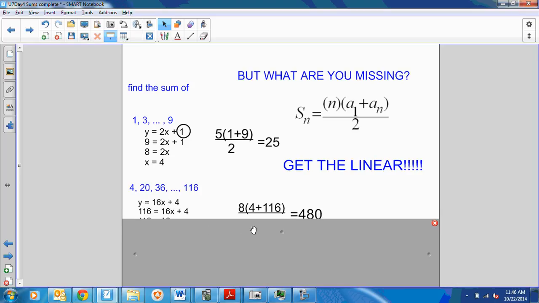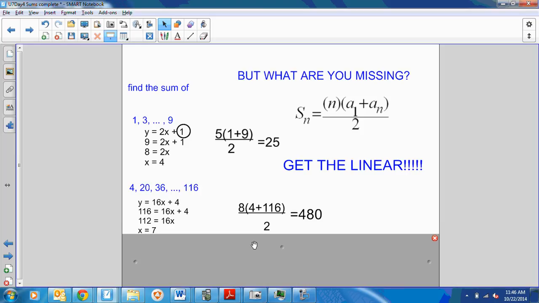116 equals 16x plus 4. Subtract the 4 to the other side, divide by 16. It looks like x equals 7. But that's how many steps there are past the first term, which in this case is 4. That's a very important 4, that y-intercept. That counts. 7 more numbers, 8 total numbers.